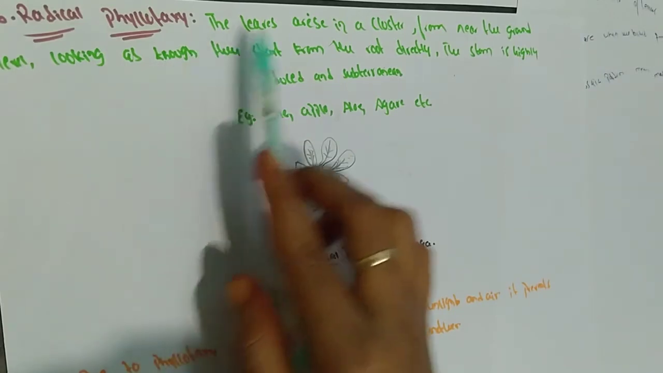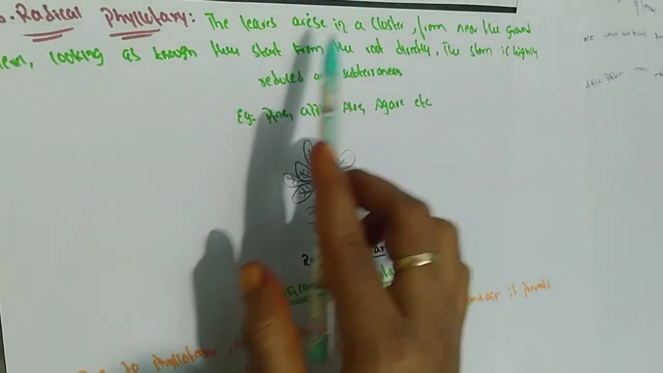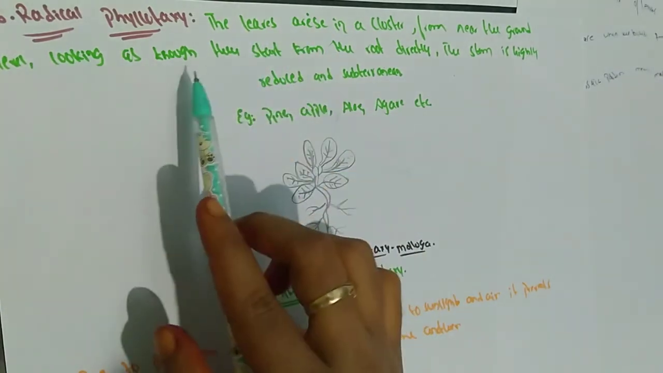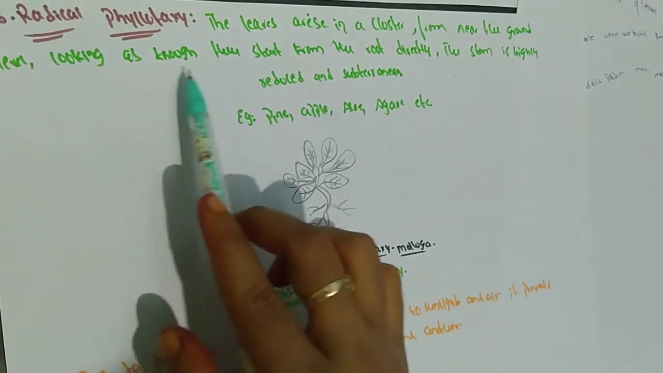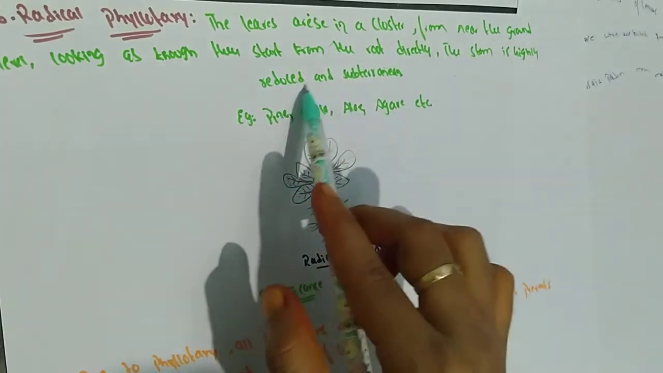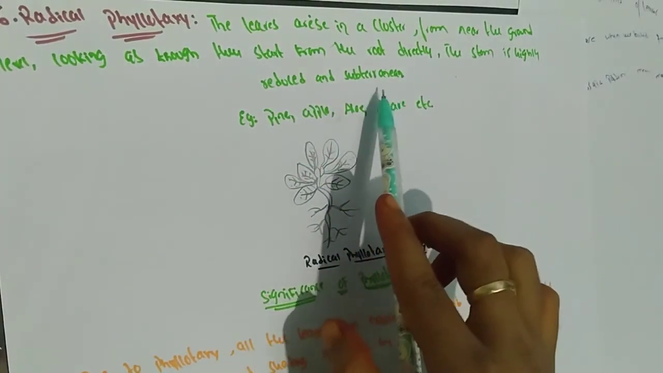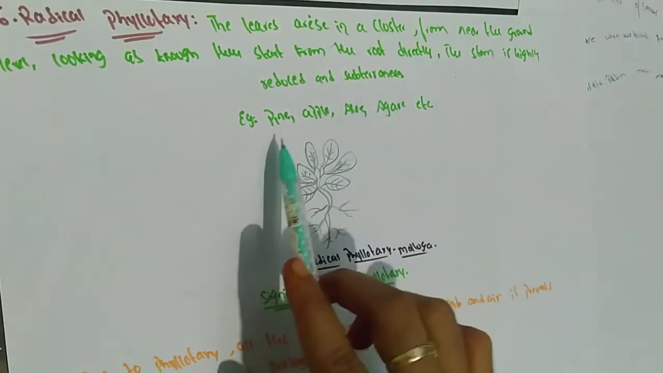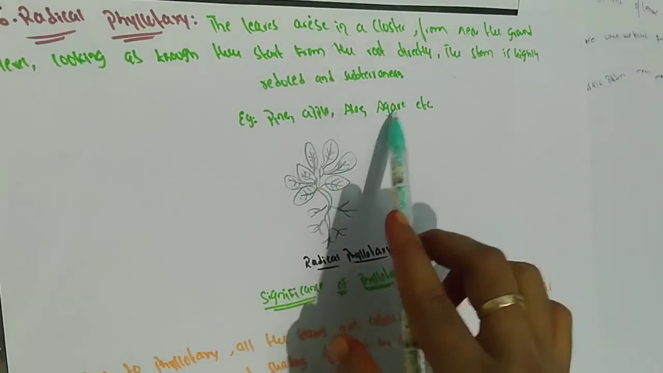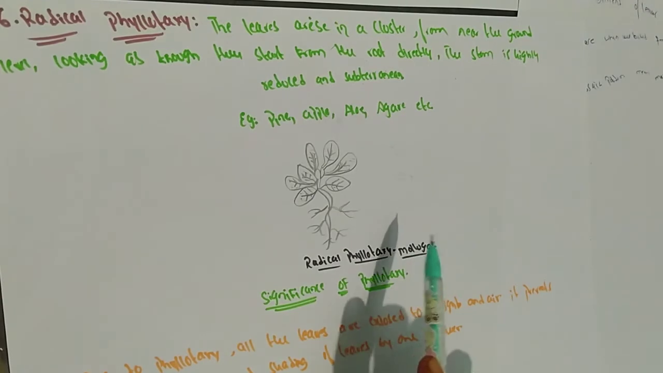Last, radical phyllotaxy. The leaves are arranged in a cluster near the ground level. When we look, they seem to start directly from the root. The stem is highly reduced and subterranean. The stem grows underground in the soil. Example, radish, aloe, agave, etc. It is radical phyllotaxy arrangement in the Moluga plant.